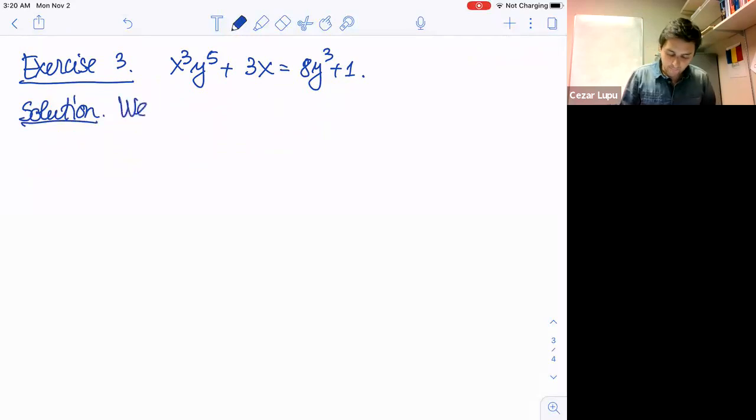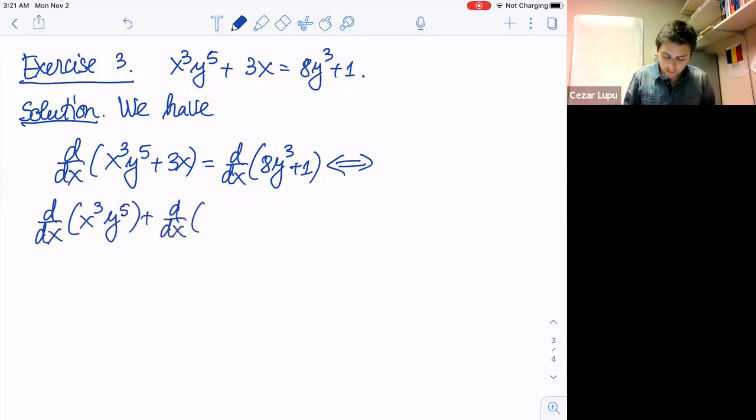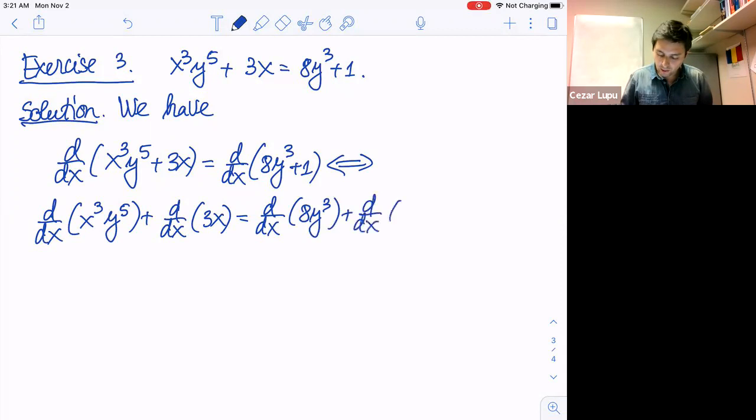So we will have that d over dx of x cubed y to the 5th plus 3x equals d over dx of 8y cubed plus 1. And now this is equivalent with, if we want to write it in this way, and now we're going to apply the sum rule for the derivative. So this will be d over dx of x cubed y to the 5th plus d over dx of 3x, which is the same as d over dx of 8y cubed plus d over dx of 1.